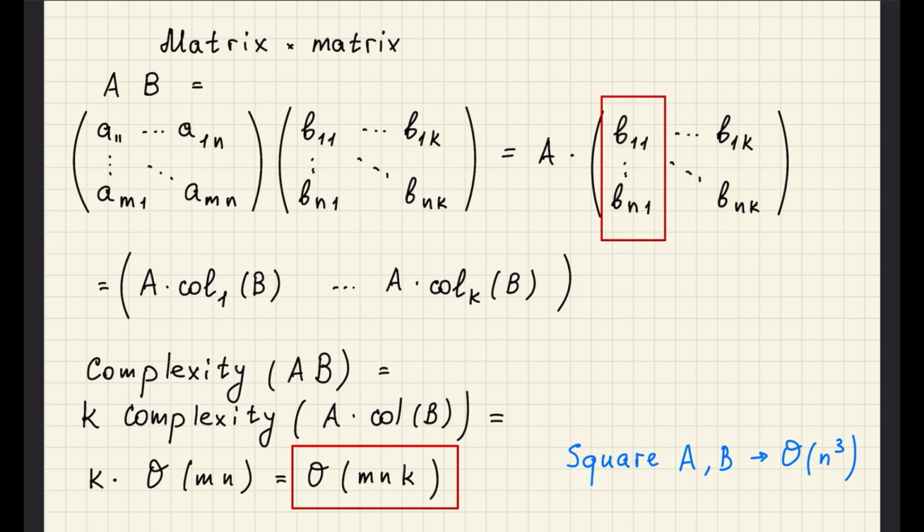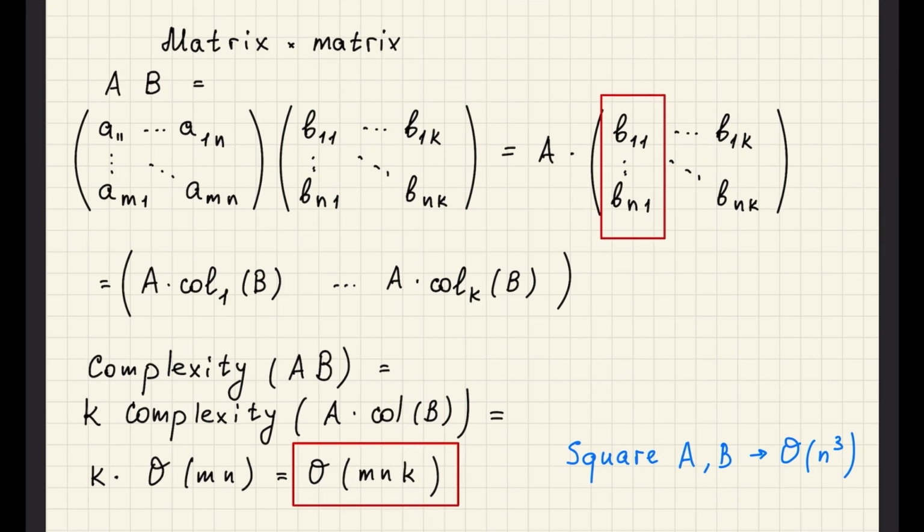So altogether, the complexity of matrix-matrix multiplication will be O of mn times k, which is O of m, n, and k. And when matrices A and B are square matrices, then people talk about cubic complexity. That's why matrix-matrix multiplication is said to be third order.